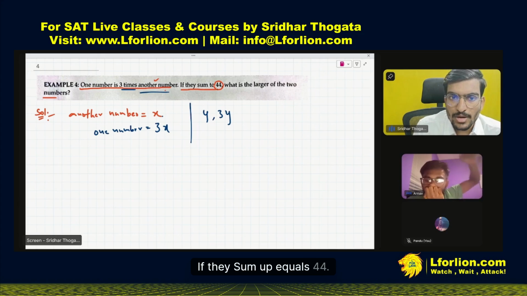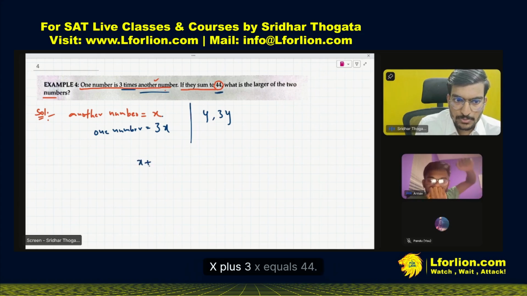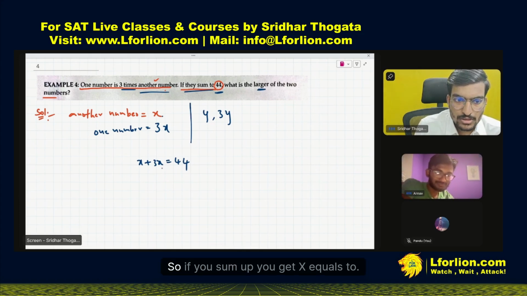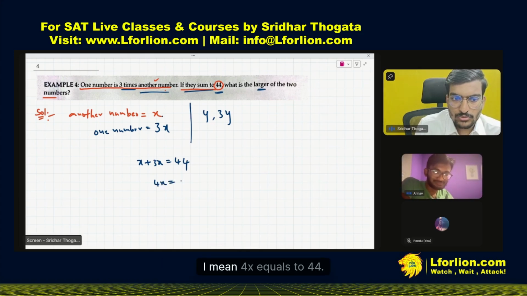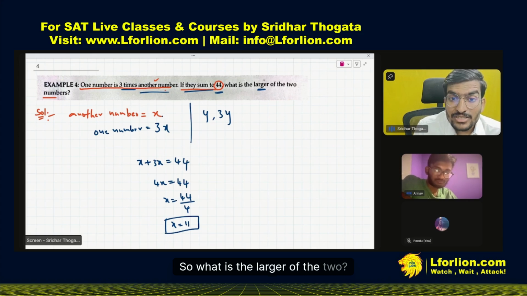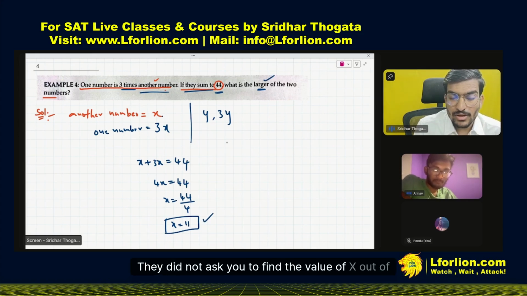If they sum up to 44, x plus 3x equals 44. If you sum up, you get 4x equals 44, x equals 44 by 4, which is x equals 11. So what is the larger of the two? They did not ask you to find the value of x.